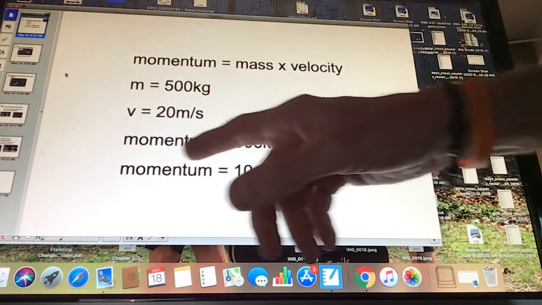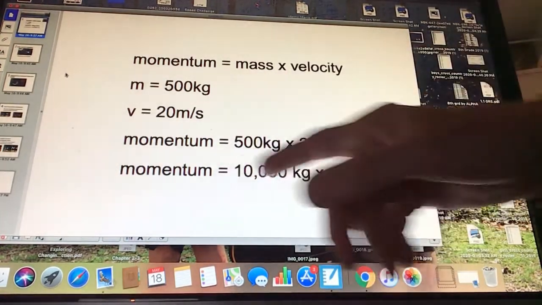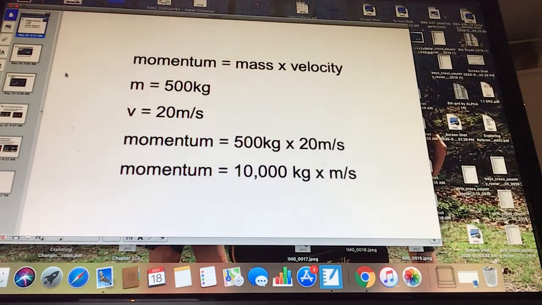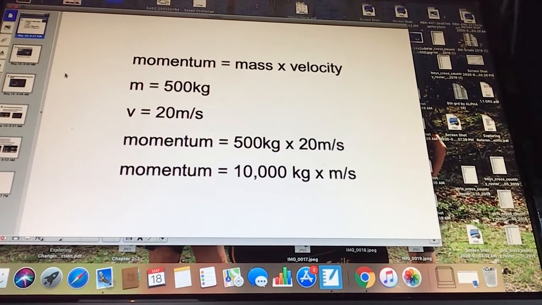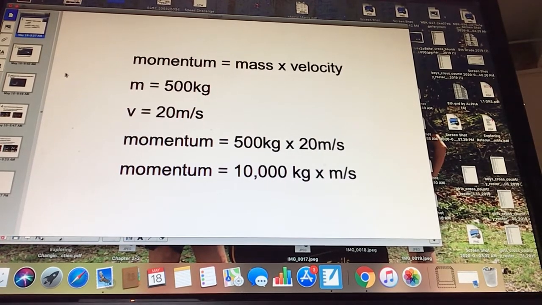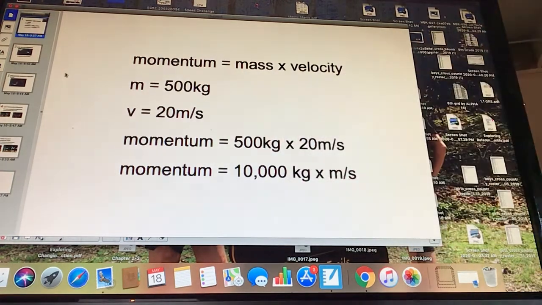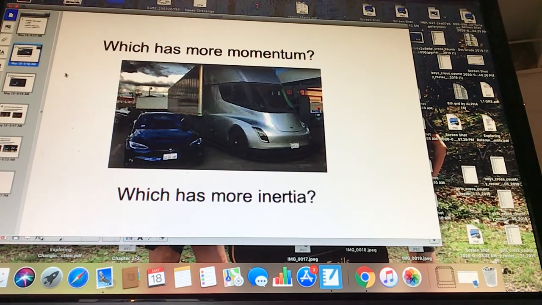So momentum equals 500 kilograms times 20 meters per second, which gives you a momentum of 10,000 kilograms times meters per second. They don't have a fancy label for that, like newtons or pounds or anything. It's just kilograms times meters per second. Okay, so far so good. Clear as mud.